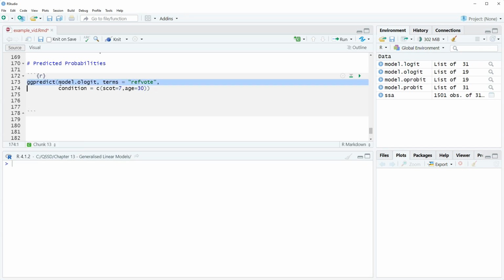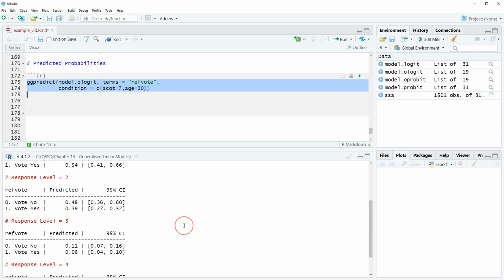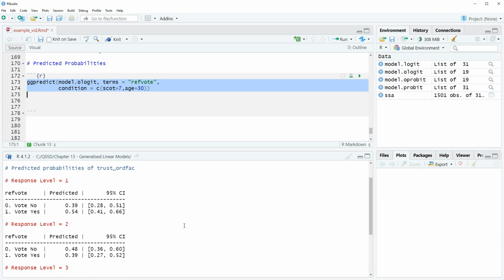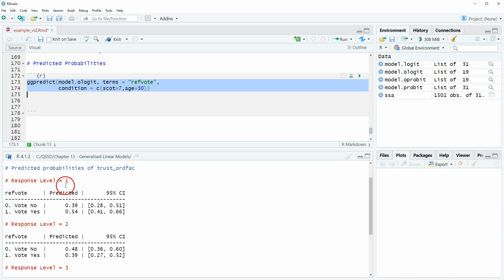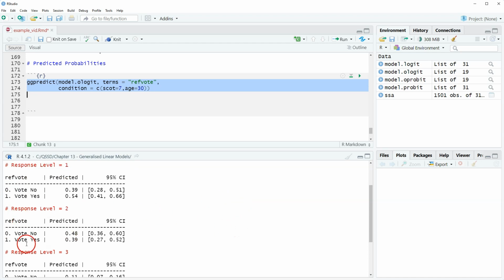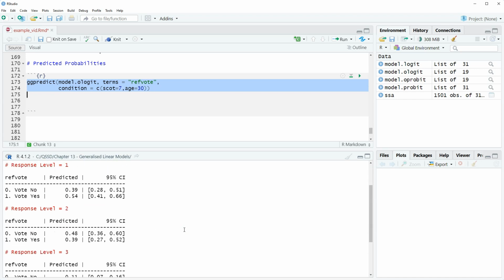All right, so let's highlight it. I think it's all good to roll. Yeah, okay. So let's look at this. We get predicted probabilities for each one of the outcome variable levels, what they call levels, I call values, whatever, categories, etc. So response level 1 is the never trust, response level 2 is sometimes, 3 is usually, and 4 is always. Okay, so let's take a glance here.